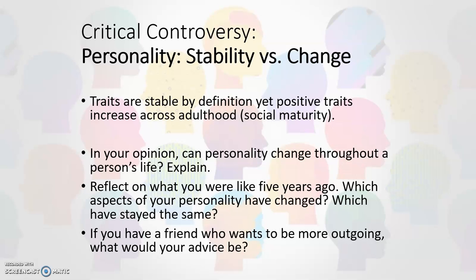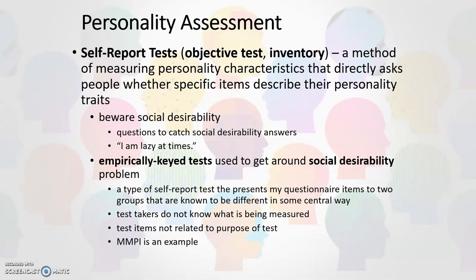One of the other controversies is with stability versus change. Traits tend to be stable by definition, and increase during adulthood. But think about these 3 questions. Do you think personality can change through a person's life? What were you guys like 5 years ago? Think about early middle school. And then if you have a friend who wants to be more outgoing, what would your advice be? How would you get that person who's typically a shy person to be more outgoing?